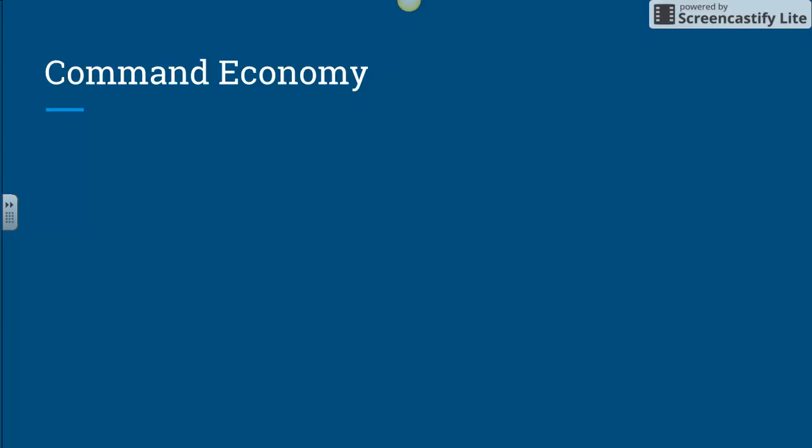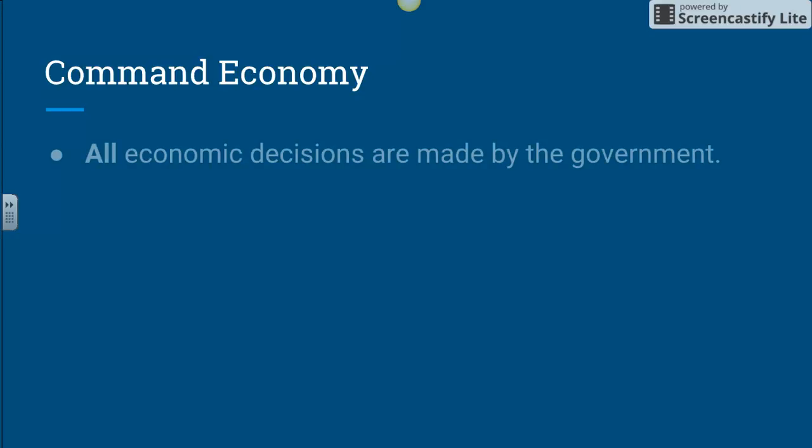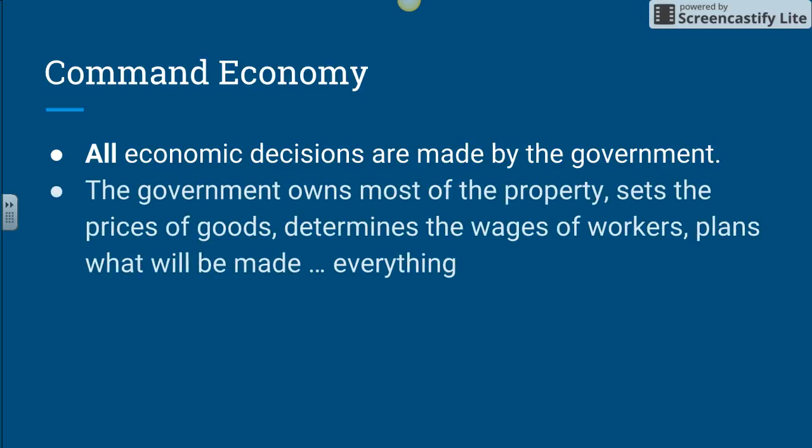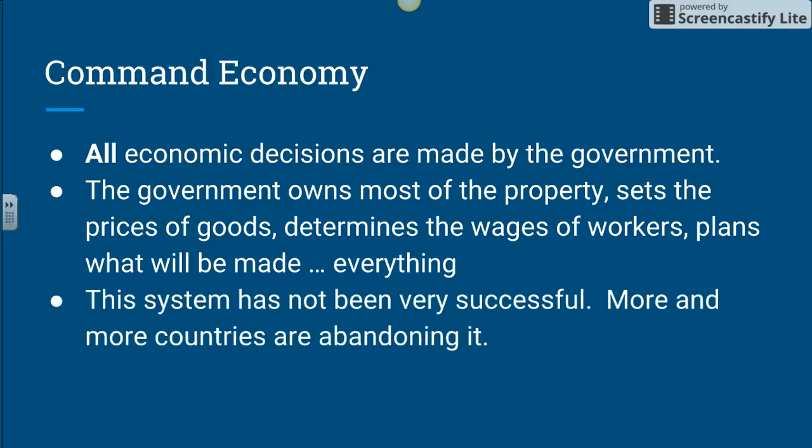The next kind of economy is a command economy. In a command economy, all economic decisions are made by the government. The government owns most of the property, sets the prices of goods, determines the wages of workers, and plans what will be made. In a command economy, the government does everything. This system hasn't been very successful. More and more countries are abandoning it or moving away from it.